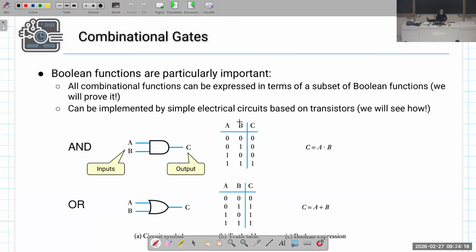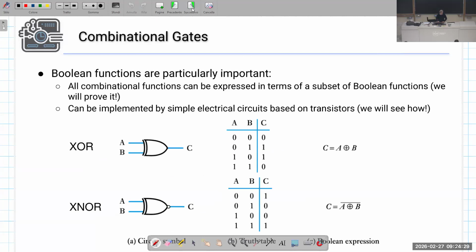Two input functions, the AND and the OR. I suppose you know these functions very well. And the exclusive OR, which is 1 only when the logical levels of the two inputs are different, 0, 1, or 1, 0, while when they are equal, the output is 0. The exclusive NOR is the complement of the XOR, so it's 1 when the inputs are equal, and is 0 when the logical values of the inputs are different.